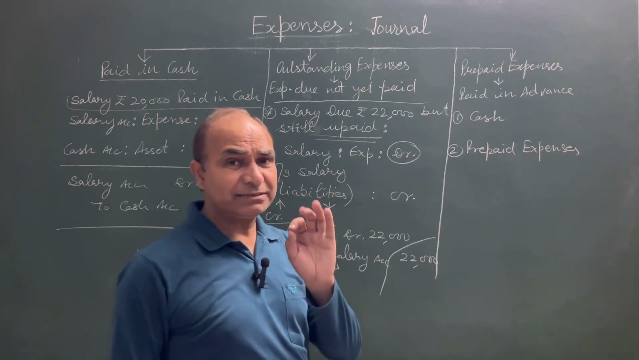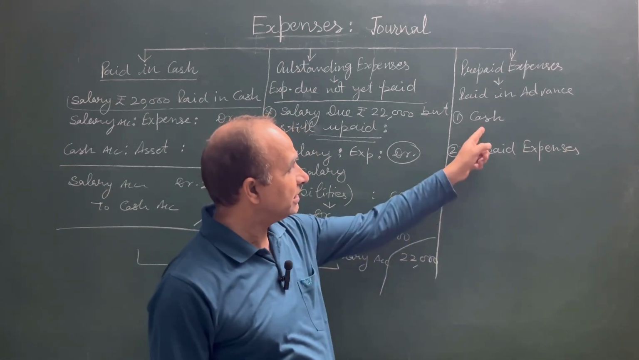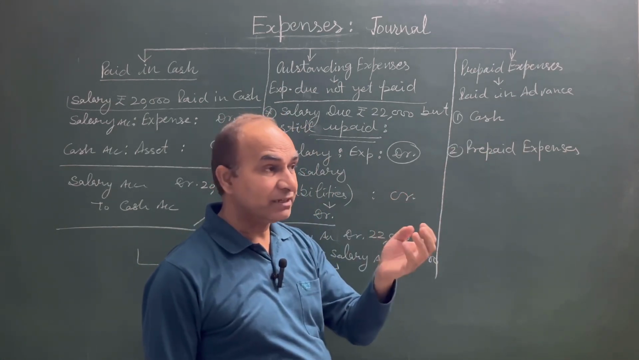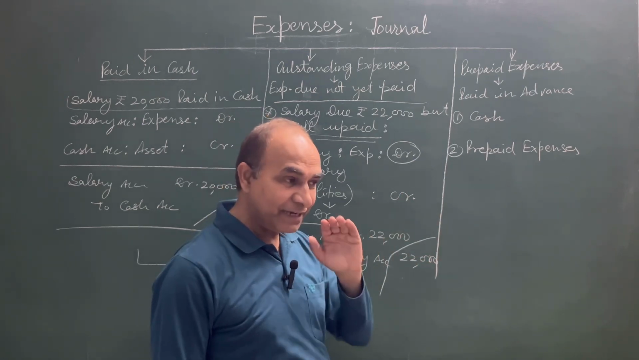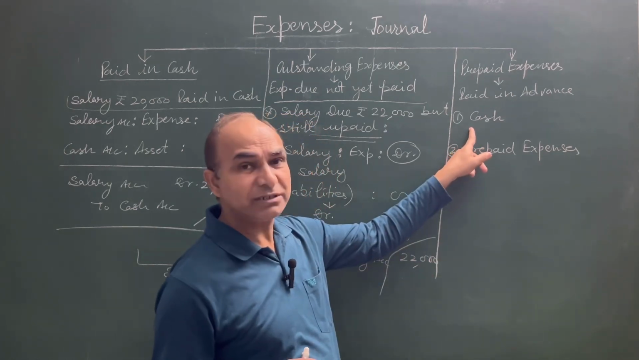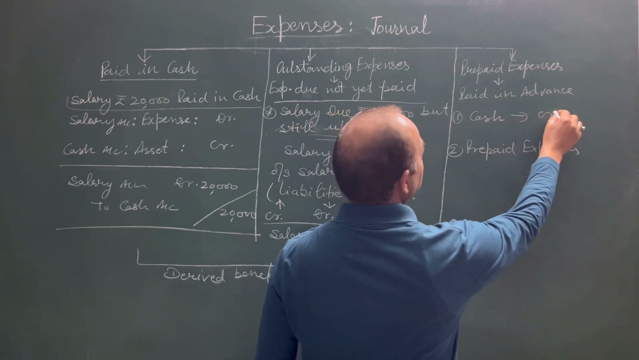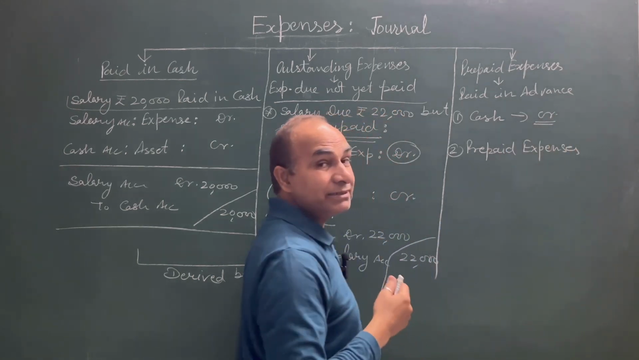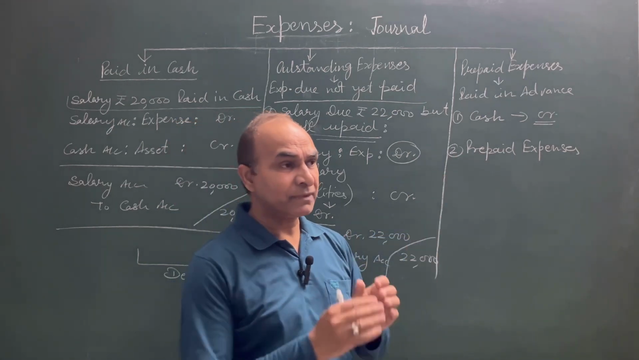The first simple thing you need to understand: any transaction in which cash is taking place, if cash is coming in, debit, that is a real account. If cash is going out, credit. This is a simple funda, and here cash is going out, so it will be credited. Cash is a real account, credit what goes out. And what is prepaid expenses?